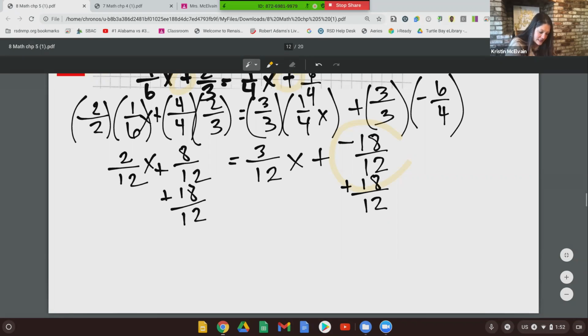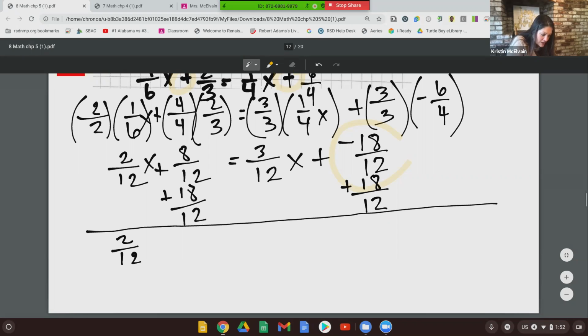Okay, so now that's going to give us, on my line 2, 2/12 x plus, that gives us 18 plus 8 is 26/12 equals, those cancel out, 3/12 x. Okay, now let's get the x's on the same side.